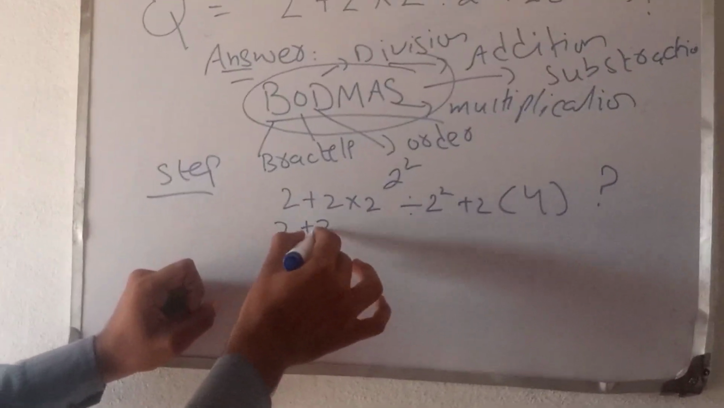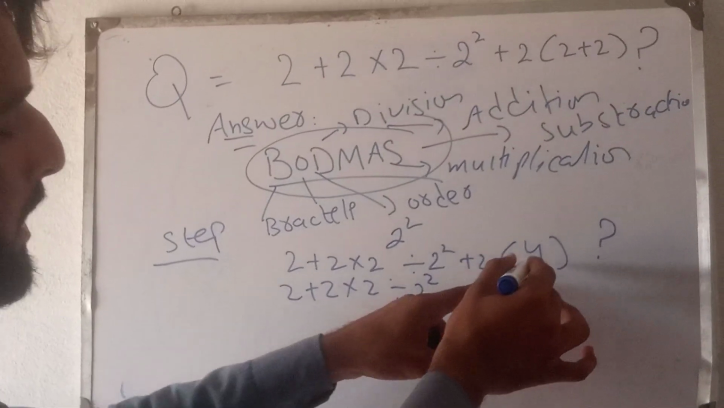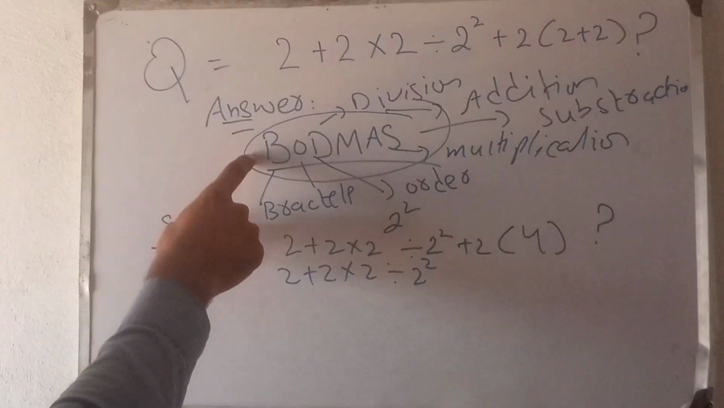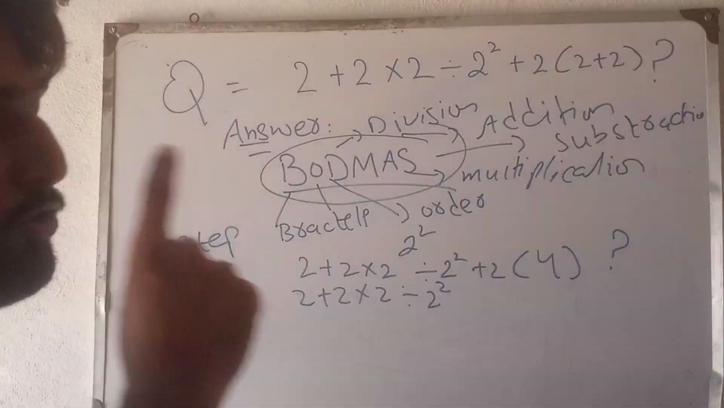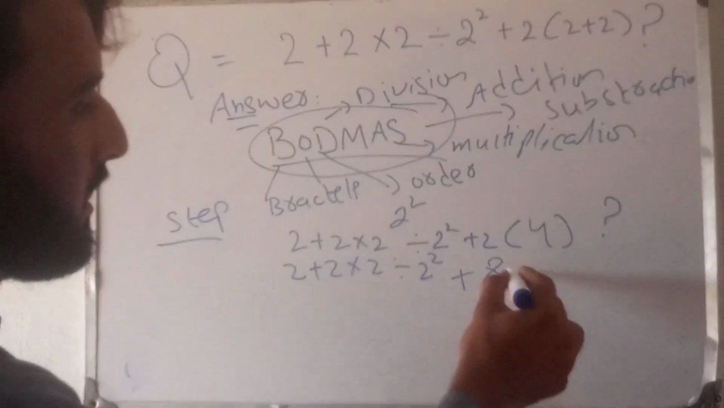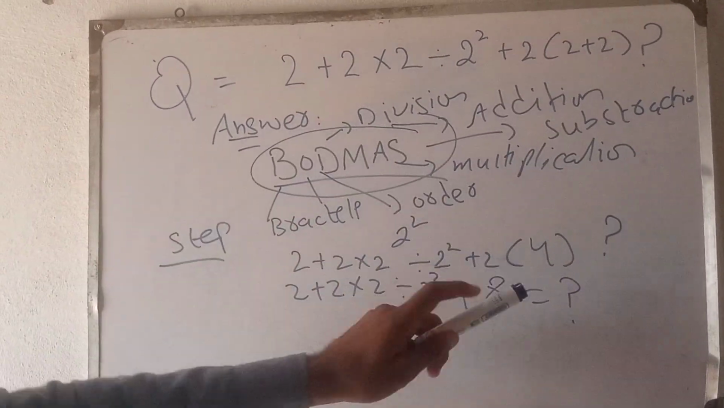2 plus 2 multiplied by 2 divided by 2 to the power 2. We will multiply 4 into 2 because we follow the brackets first. When brackets are over, then we proceed to the next step. 4 multiplied by 2 is equal to 8. This is the final bracket that we solve.